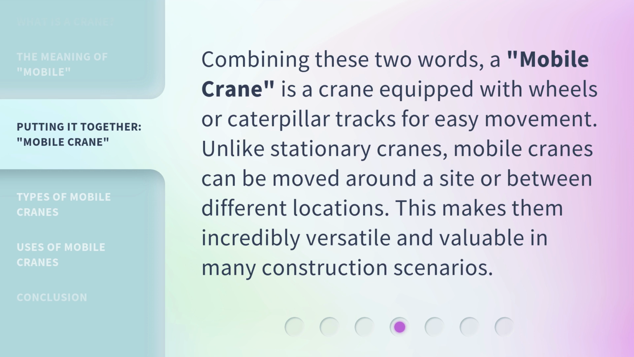Combining these two words, a mobile crane is a crane equipped with wheels or caterpillar tracks for easy movement. Unlike stationary cranes, mobile cranes can be moved around a site or between different locations. This makes them incredibly versatile and valuable in many construction scenarios.